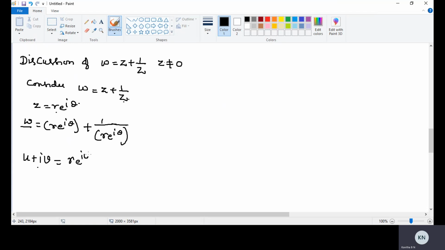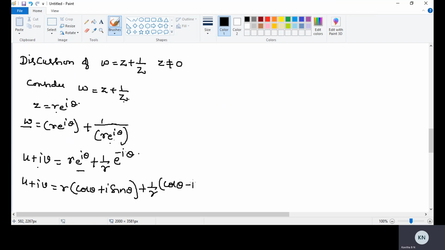Then R into e to the power of I theta plus 1 by R. Then e to the power of I theta shifted to numerator, it will become e to the power of minus I theta. Okay, then U plus IV, what is e to the power of I theta? E to the power of I theta is cos theta plus I sin theta, plus 1 by R, e to the power of minus I theta is cos theta minus I sin theta.